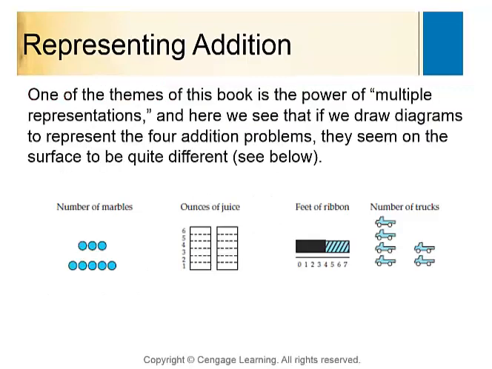Here's a visual of these problems, numbers of marbles, numbers of trucks. Those are the 2 discrete models. Notice that 4 feet of ribbon or 3 feet of ribbon is an amount that I could cut here or there and you really couldn't tell any difference.